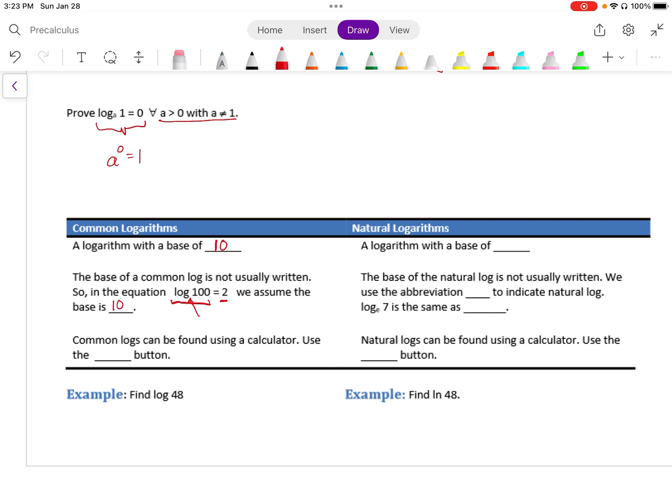It's very similar to the idea of when we write a radical, we say that's equal to 2. Well, that's just a radical, and it's an understood 2. It's an understood square root. Well, the same idea if we have a log with no base written, it's understood to be 10. Common logs can be found using a calculator. There's just a button that has it. Usually it's in all caps, L-O-G, log button.